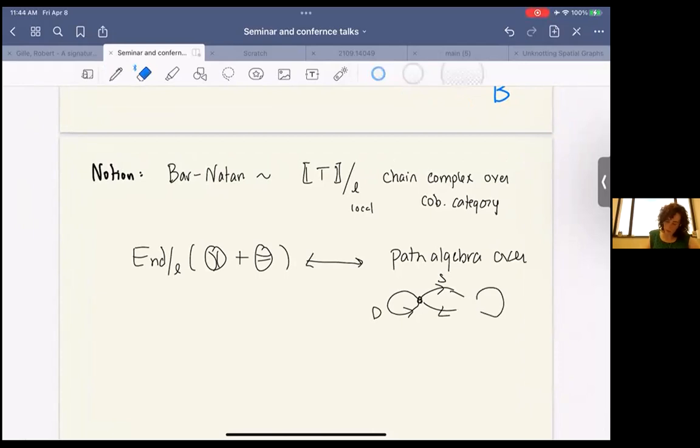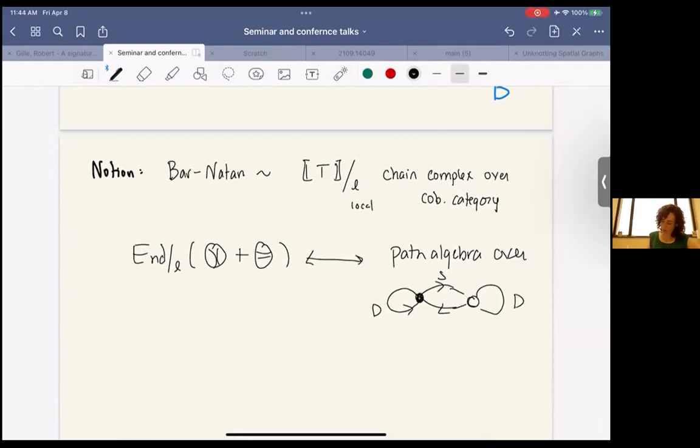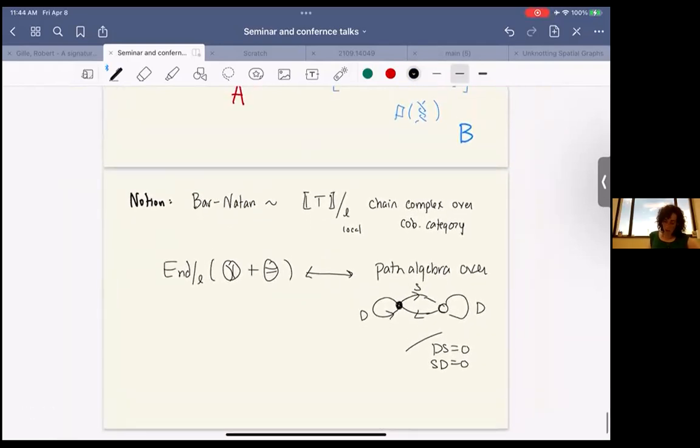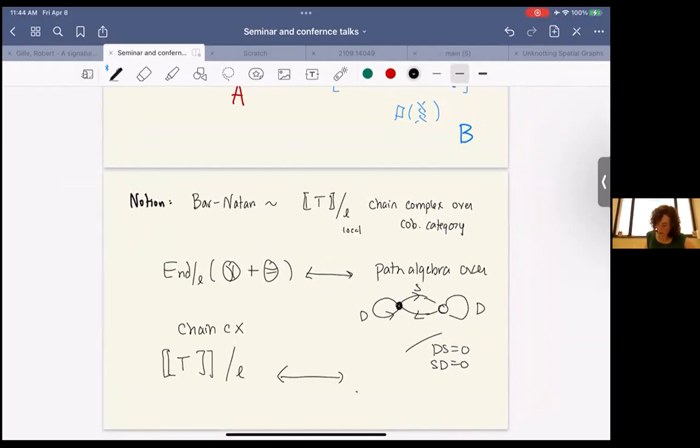One of these should be white and one of these should be black. Okay. Modulo some relations, DS equals zero and SD equals zero. So they also associated Bar-Natan's invariant, which is a chain complex over this thing, with a type D structure, which is similar to the type D structures that you see in bordered Floer homology. That's what this is, a type D structure.